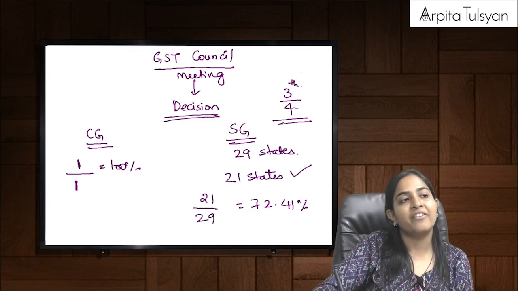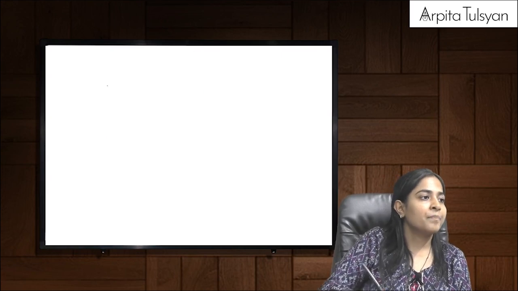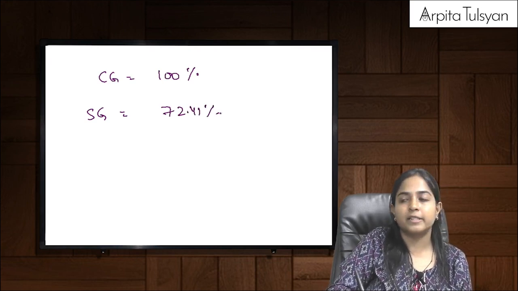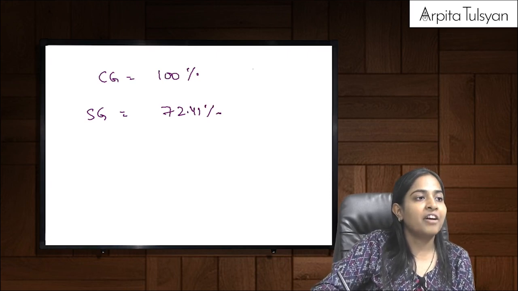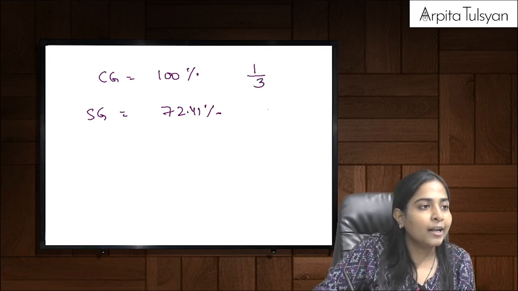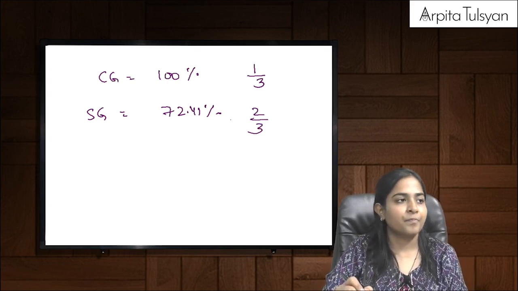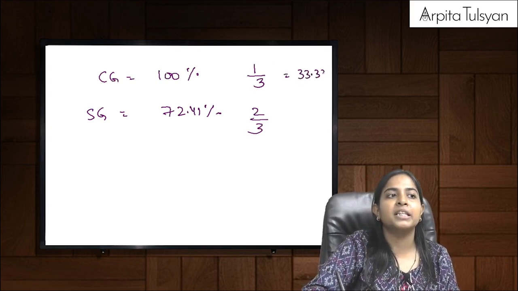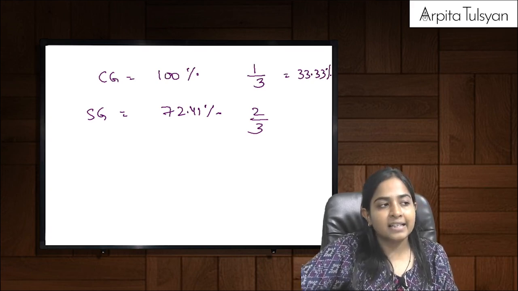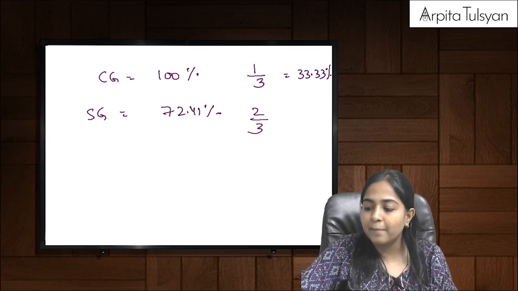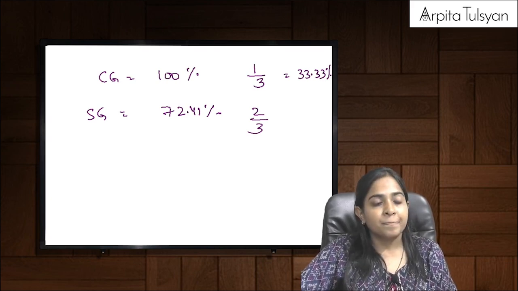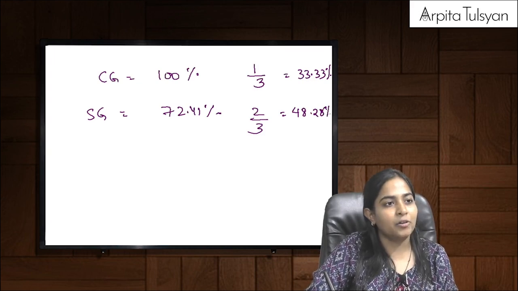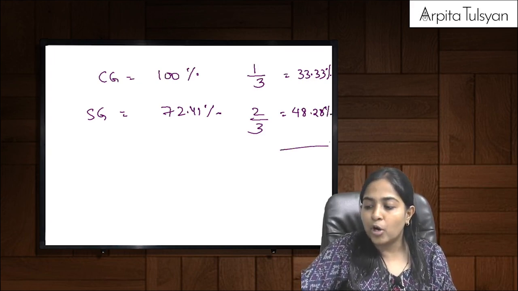Now how do we check whether we have got a 3/4 majority or not? Central government 100%, state government 72.41%. We studied in theory that 1/3 weightage is to be given to central government and 2/3 weightage to state governments. Now central government 100% into 1/3 gives me 33.33%, and state government 72.41% multiplied by 2/3 gives me around 48.28% approximately.